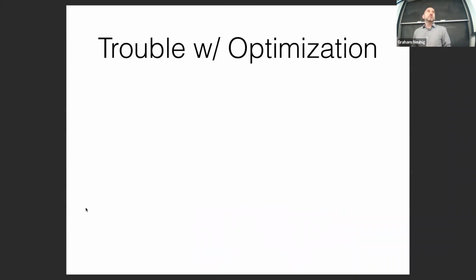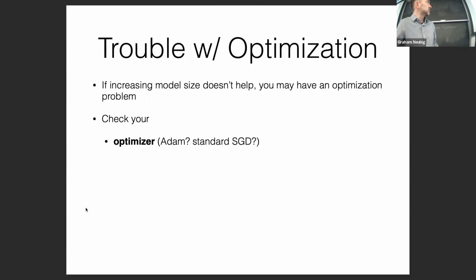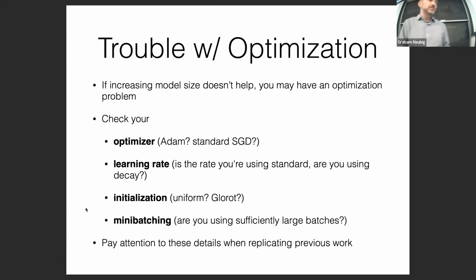So another problem is trouble with optimization. If increasing the model size doesn't help, you may have an optimization problem. So you'll want to check your optimizer, your learning rate, your initialization. Also, mini batching: are you using sufficiently large batches? You'll want to pay attention to all of these details when replicating previous work. Nowadays, most of NLP has kind of consolidated around using Adam, but with a decaying learning rate at the end of training. So I think that's a good standard to be using.